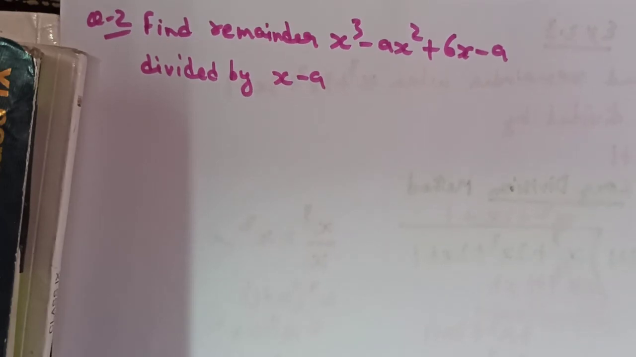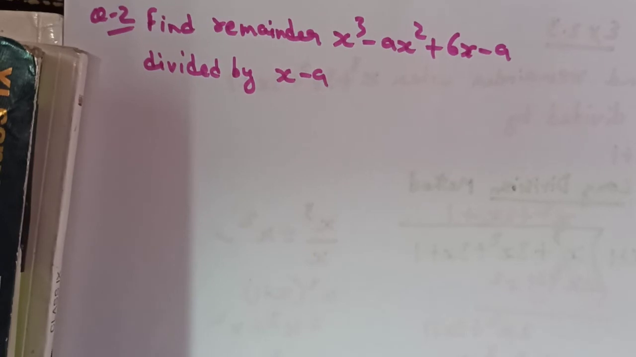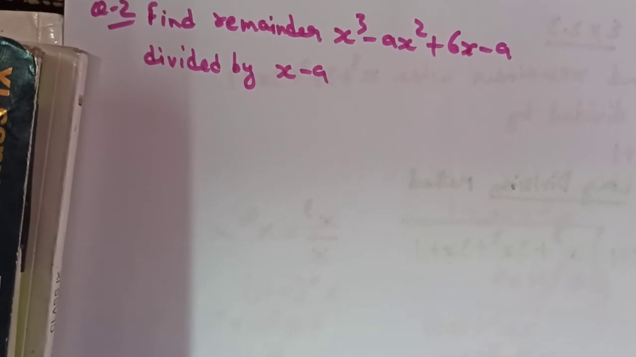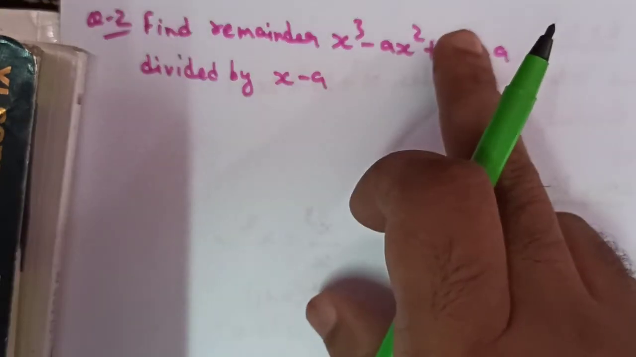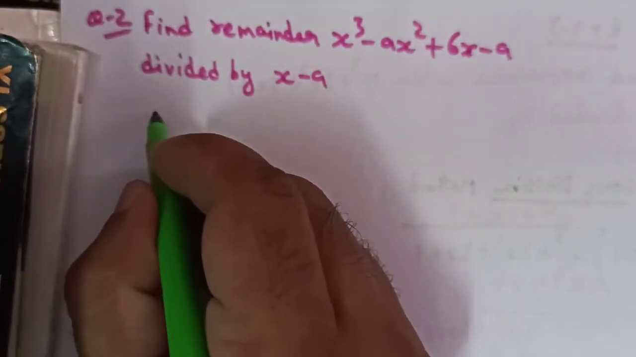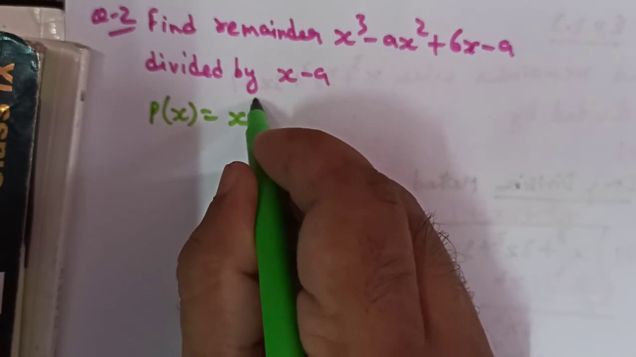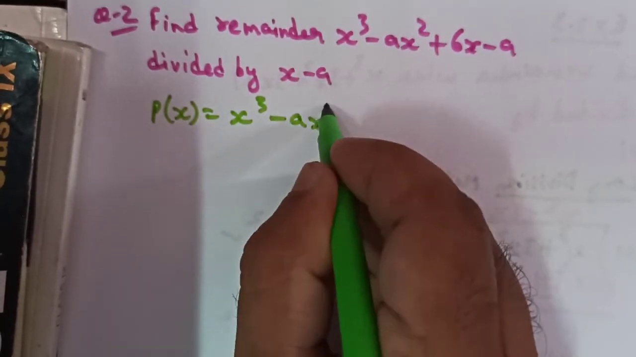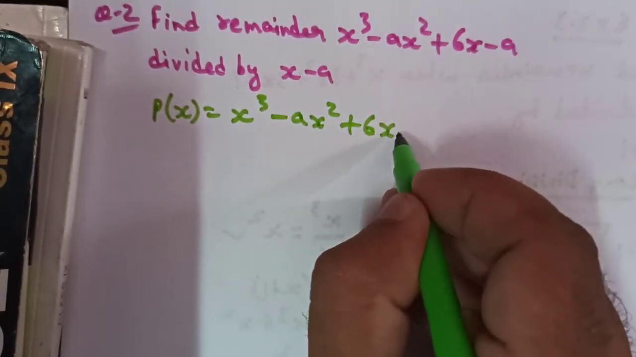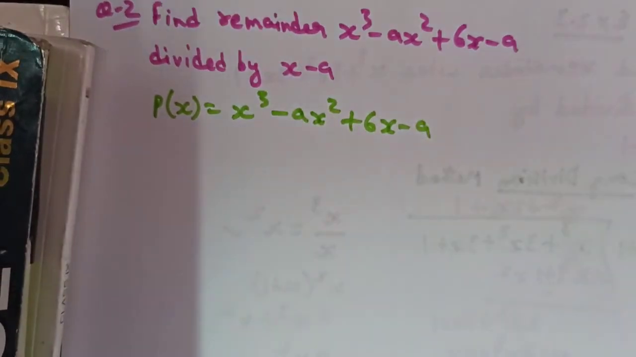Okay, question number 2. Find the remainder when x cube minus a x square plus 6x minus a is divided by x minus a. So simply this is the dividend and this is the divisor. So we can write it as p(x) equals the dividend, that is x cube minus a x square plus 6x minus a, and x minus a is the divisor.